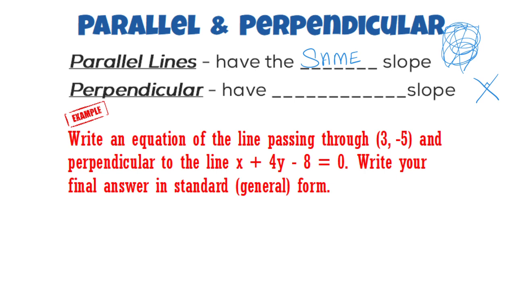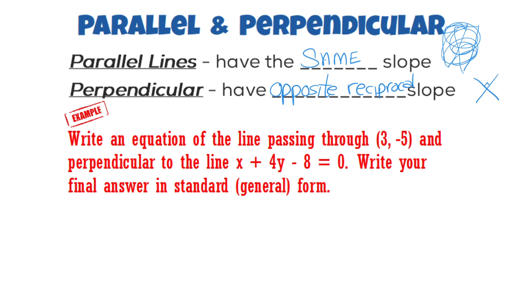Okay, so perpendicular lines do not have the same slope. In fact, you will always have one line that tilts to the right and one that tilts to the left. So that means that they are going to always have opposite signs. But not just that. Do you remember the other part? They're also reciprocal slopes. So you have to do the opposite reciprocal slope on perpendicular lines.